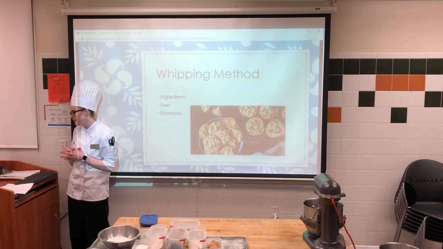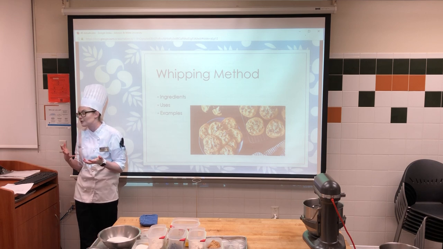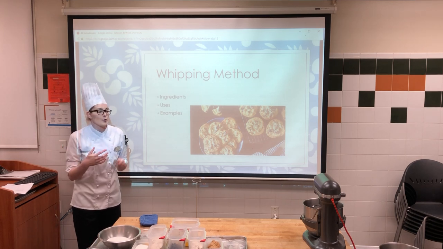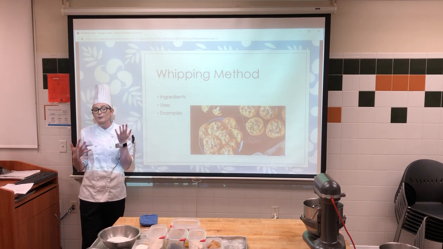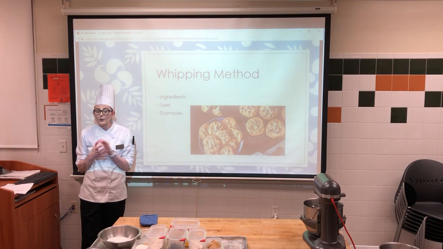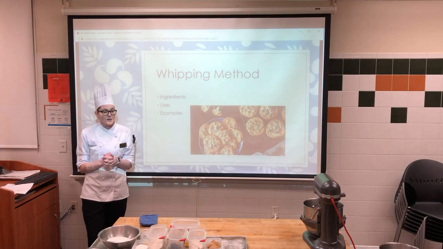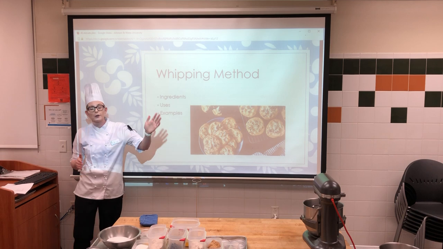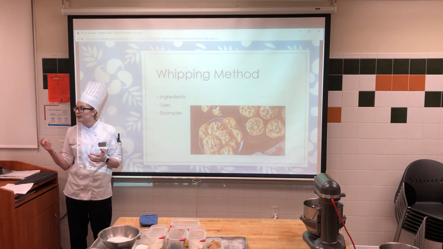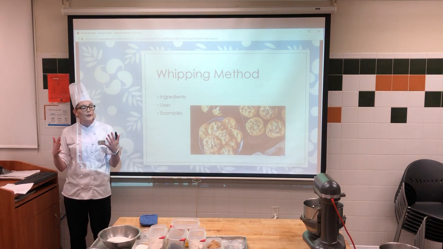Cool. So the whipping method is used by whipping eggs and sugar to the ribbon stage. Usually we're going to use a whip. You can use a paddle, but the whip is probably the best to use. You would put the eggs and the sugar in the bowl and whip it on pretty high until it became kind of pale.